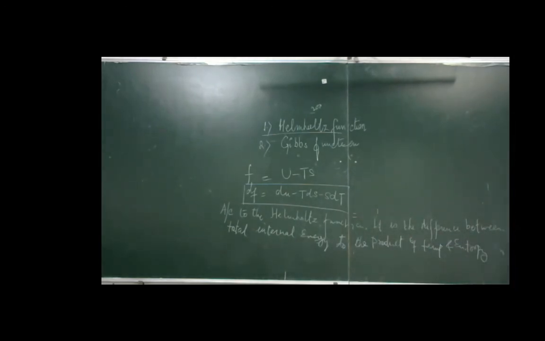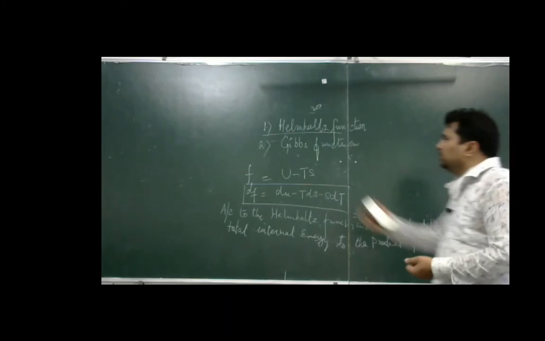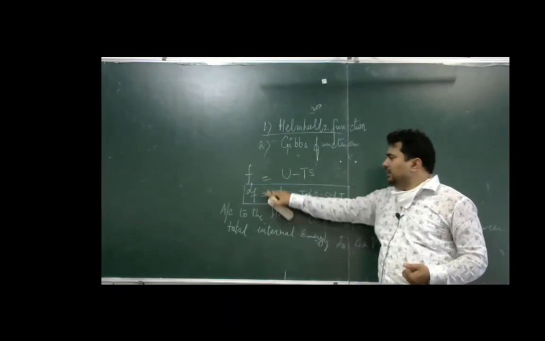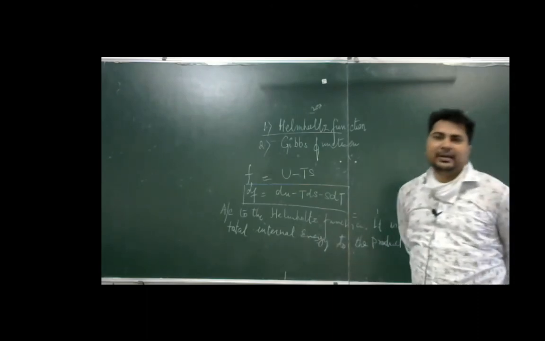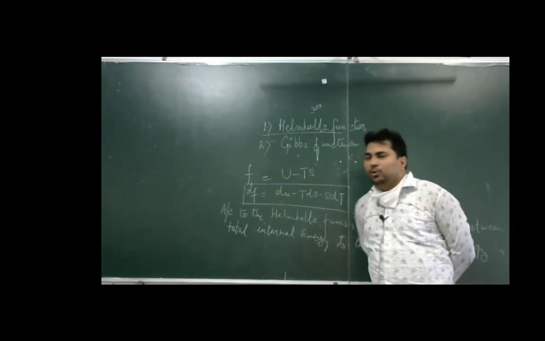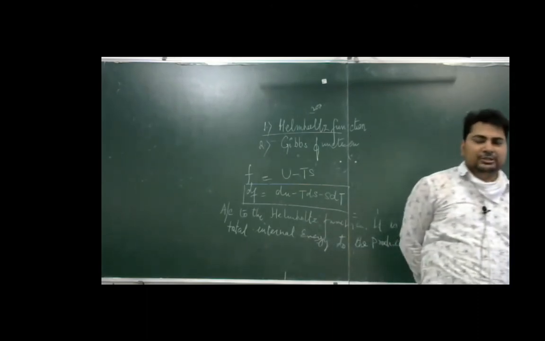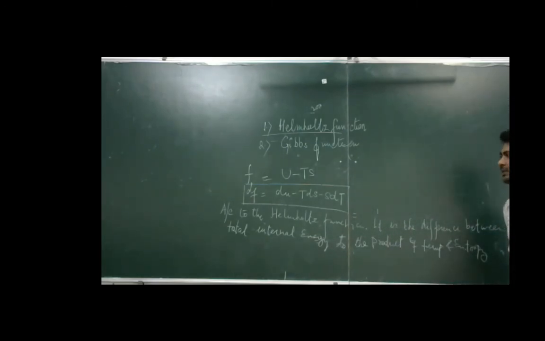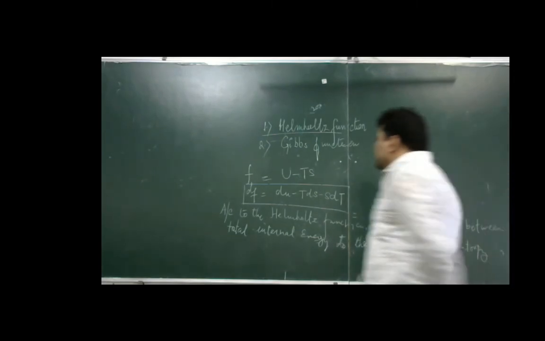Next is the Gibbs function. So Helmholtz function क्या हो गया? F is equal to U minus TS, dF is equal to dU minus TdS minus SdT. So according to the Helmholtz function, it is the difference between the internal energy and the product of temperature and entropy.